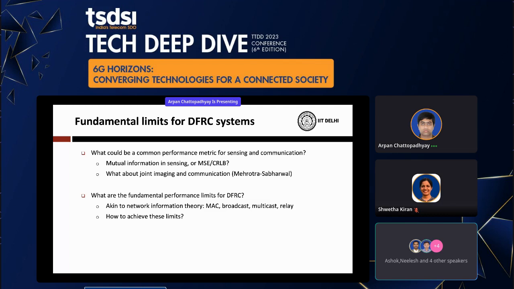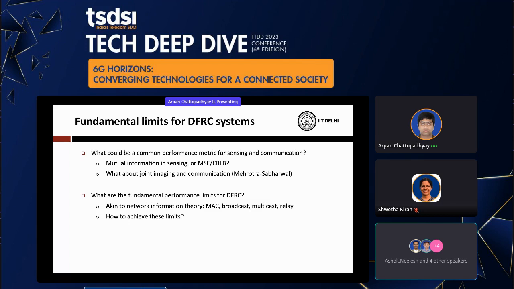Now, given that we come up with such a metric, the next question is, can we characterize the fundamental performance limits for DFRC? More specifically, can we design some kind of network information theory for DFRC systems, where we have multiple access channel, broadcast, multicast, relay, etc. But along with that, you have radar sensing. Now, it might turn out that the problems are trivial, but to my understanding, it's not that. The presence of radar actually changes these problems, and new theory is required to handle these things.